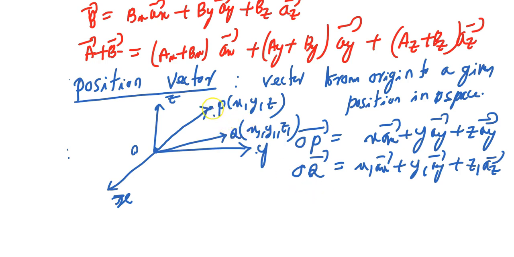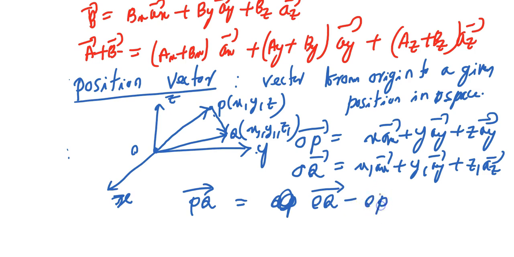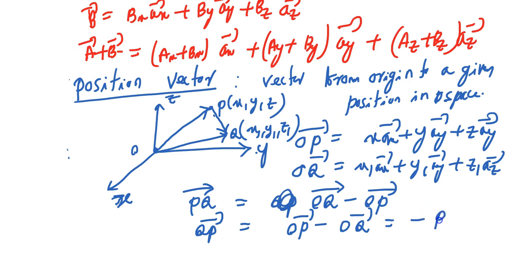If you find the vector PQ, so vector PQ from P to Q, then position vector OQ minus position vector OP. Or if you find the vector QP, that is from Q to P, that is OP minus OQ, which is the same as minus of PQ.